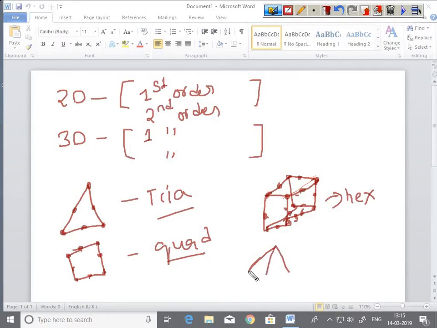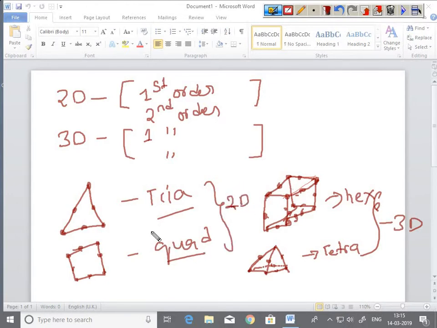As you know, the tetra will be like this. Here you have a node. This is first order, and if you add nodes in between, it becomes a second order tetra. So basically this is 3D and that is 2D mesh. I hope you are clear with what kinds of mesh we have.